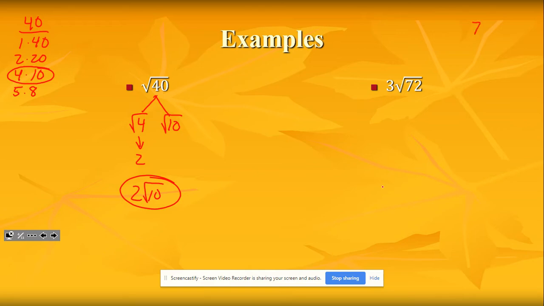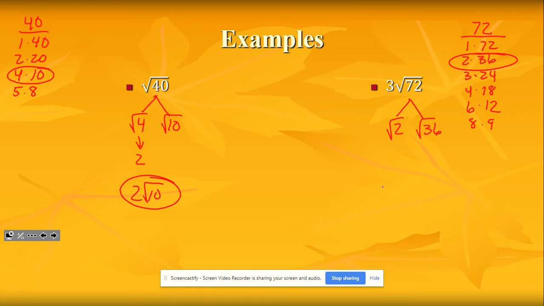So in simplifying 3 radical 72, we certainly don't want to touch the 3. We leave the 3 alone because it's already on the outside. Factors of 72 would be 1 and 72, 2 and 36, 3 and 24, 4 and 18, 6 and 12, 8 and 9. Lots of factors to choose from. The biggest perfect square factor of 72 is 36. So I'm going to break 72 down into radical 2 and radical 36.